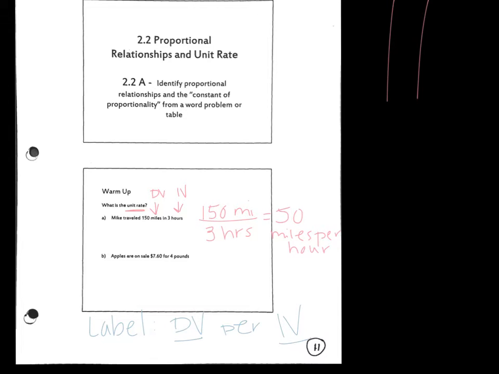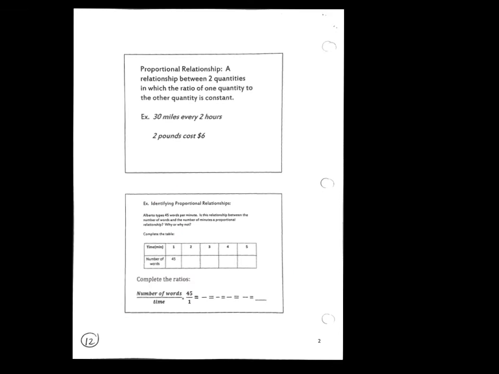And then if we look at the second example, our dependent variable is the cost. The cost of the apple depends on the independent variable, which is the number of pounds that you buy. So to figure out the unit rate there, we're going to take our dependent variable, which is the cost, $7.60, divided by the number of pounds we bought, which was 4, and that tells us that the unit rate is $1.90 per pound. Cost per pound, dependent variable per independent variable. Let's go ahead and flip the page.